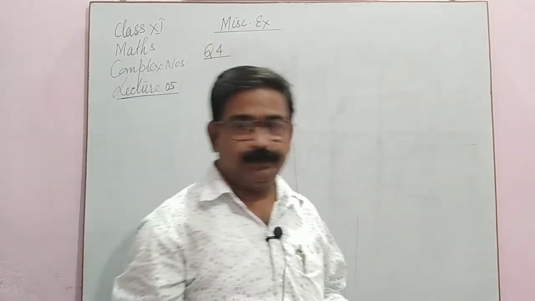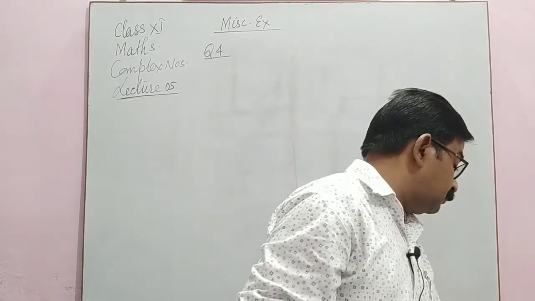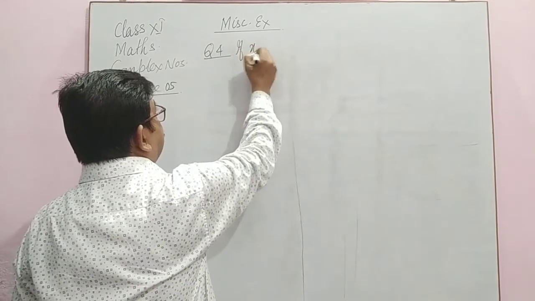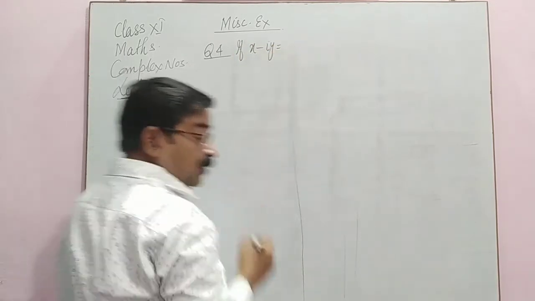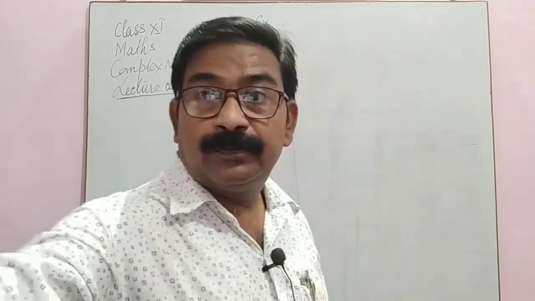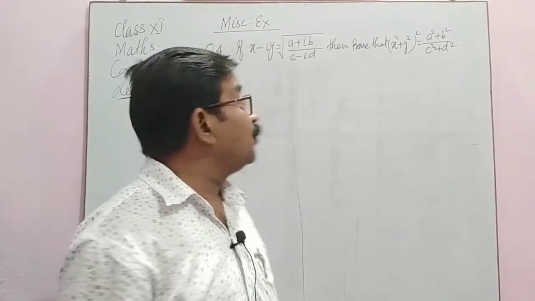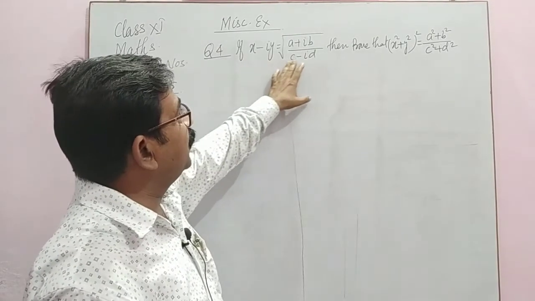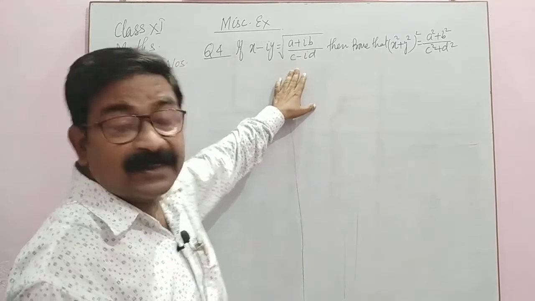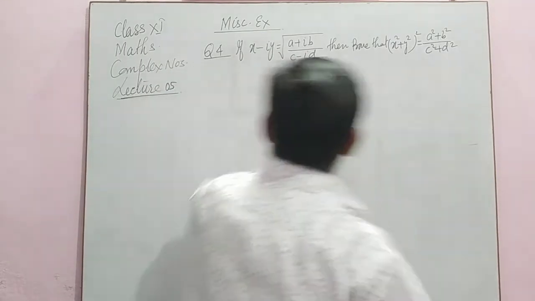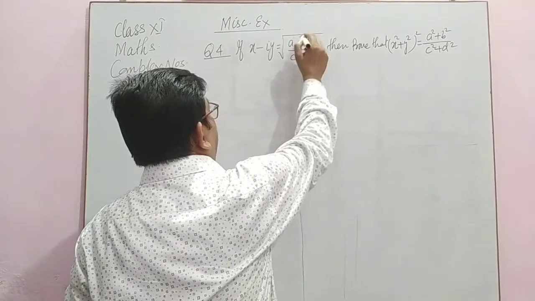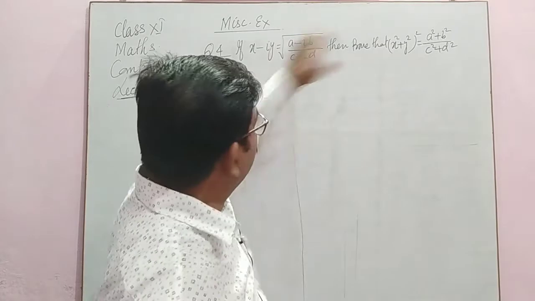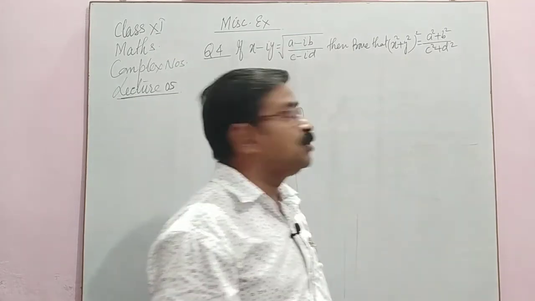Question number 4. I am writing the question. If x minus iy is equal to the square root of (a plus ib) upon (c minus id), then we have to prove that (x square plus y square) whole square is equal to (a square plus b square) upon (c square plus d square).